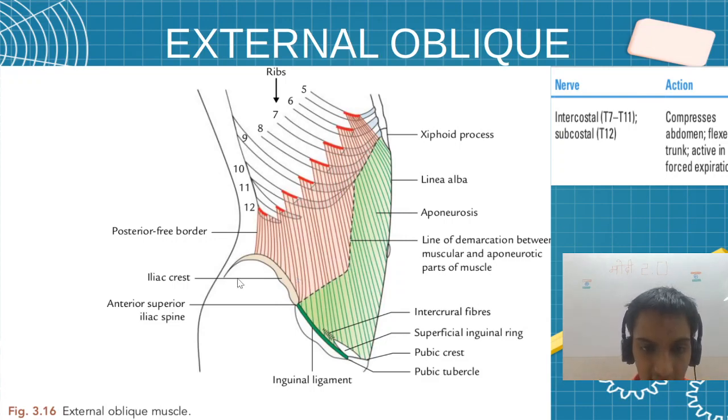Okay. Anyway, insertion into the iliac crest. Nerve supply: intercostal and subcostal nerve. Okay. What does it do? Compress the abdomen, flexes the trunk and active in the forced expiration. That is the action of this muscle.